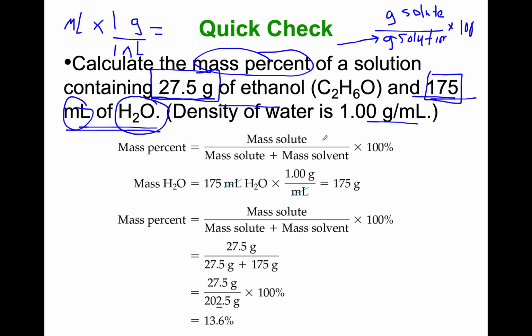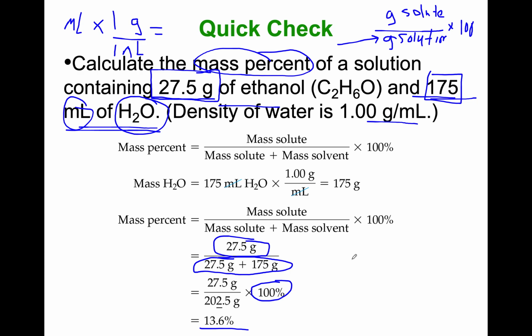So put it all together. We take the mass of the ethanol, divide that by the mass of the ethanol and the water, because that's the solution, times it by 100, and you get the mass percent for this problem. So that's 13.6 mass percent is what we just calculated.